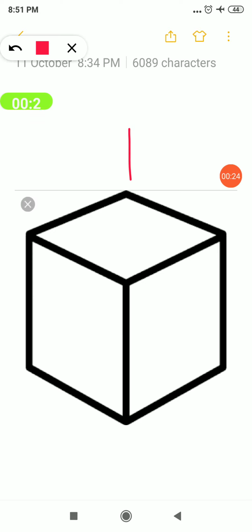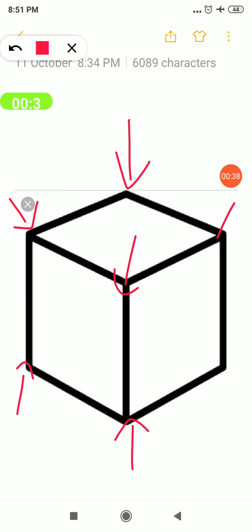What is this point called, students? It is a corner of a cube. How many corners will be there in a cubic box? There will be 8 corners. 1 corner, 2 corner, then 3, 4, 5, 6, 7, and at the back side 1 corner.